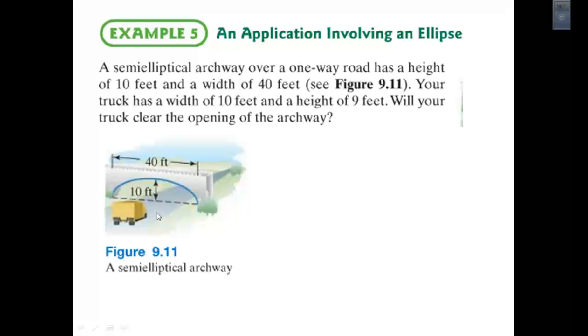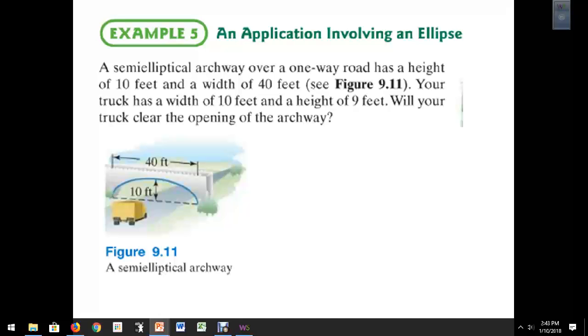So what you're looking for here is an equation that's going to define this height at any point along the way. So we're going to have to define this. This arch is actually half of an ellipse, so we're going to be able to define that and see exactly what's happening.